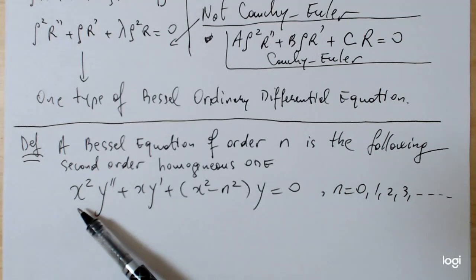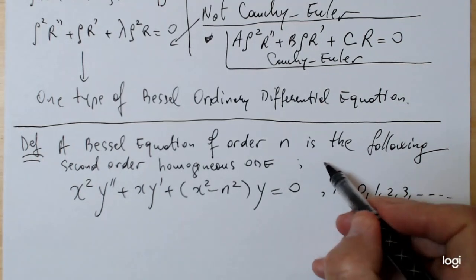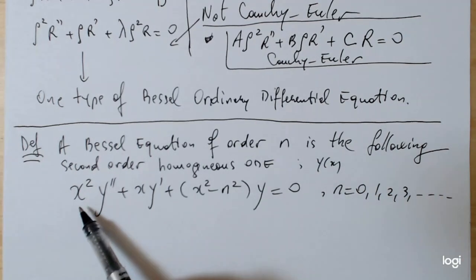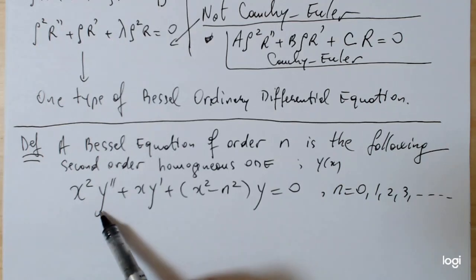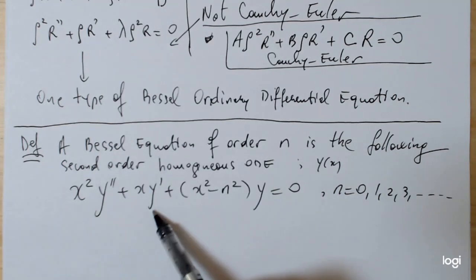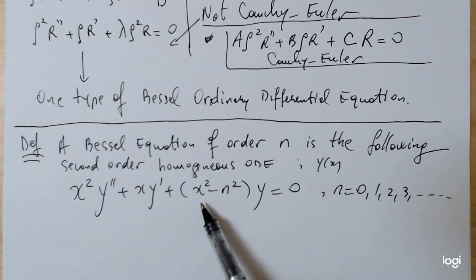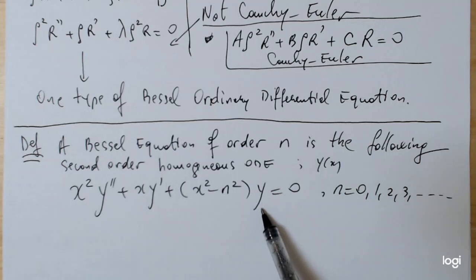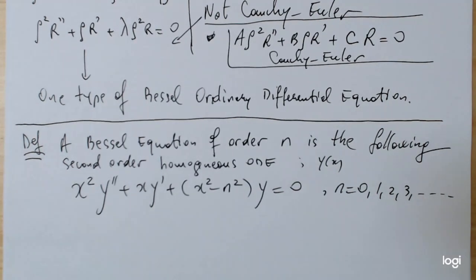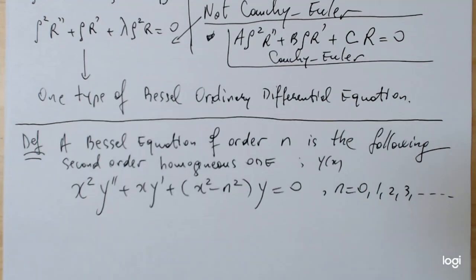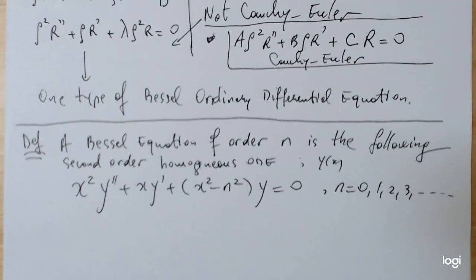The dependent variable in this notation is y of x. You have the coefficient x squared on y double prime, x y prime, just like in the Cauchy-Euler type, but this last term is different, given in this form, x squared minus n squared times y. So that's a standard form of a Bessel equation of order n. You may wonder why it's in the standard form. Well, because the solution of it has a very specific format that can be studied as a single entity if you want.